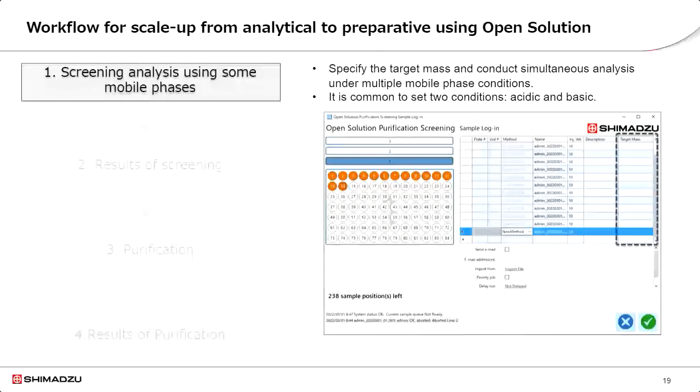1. Specify the vial. 2. Select the method for screening analysis. And then 3. Register the target mass. It's common to set up two conditions for the screening analysis method, one for acidic and one for basic conditions.